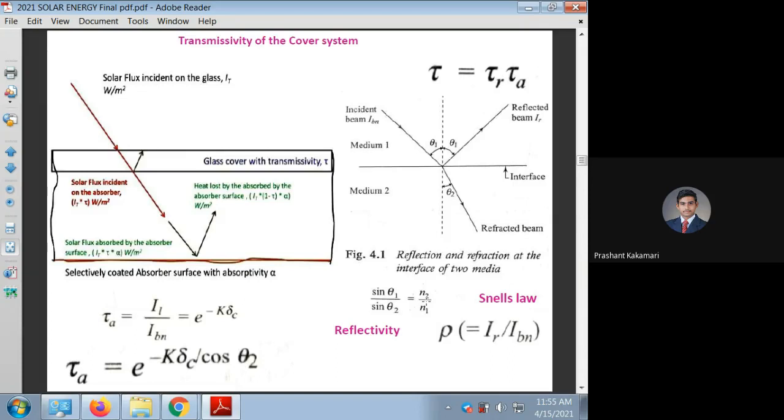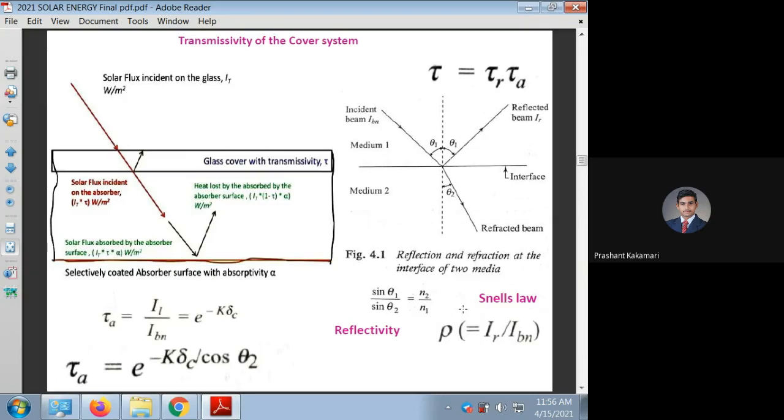So using this Snell's law and the refractive indexes N1 and N2 of the given mediums, I can write N1 into sin theta 1 is equal to N2 into sin theta 2. This is Snell's law, through which one can find the angle of incidence, angle of reflection or angle of the refracted beam. All three angles can be found. Or if the refractive indexes N1 and N2 of the given mediums are unknown, then one can find N1 and N2. This is called Snell's law.